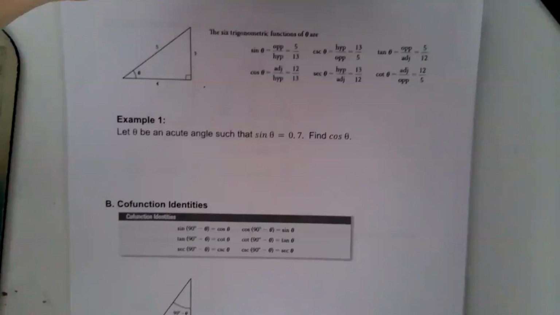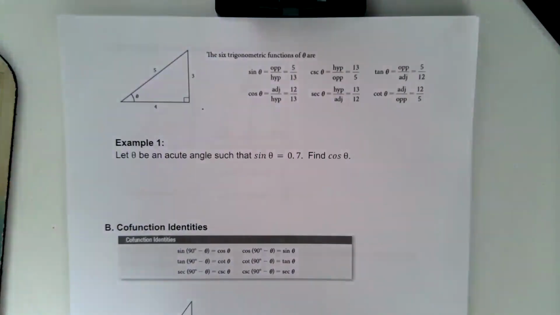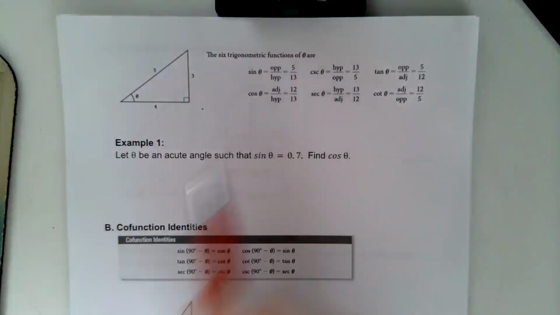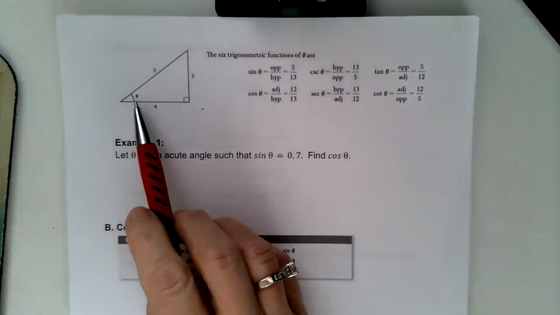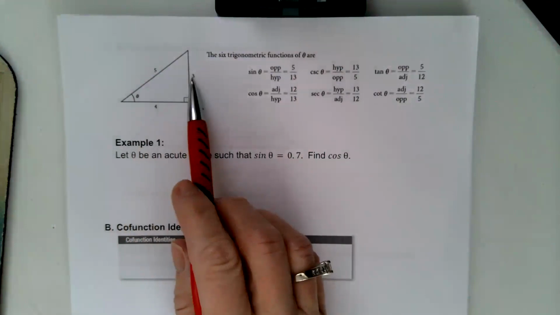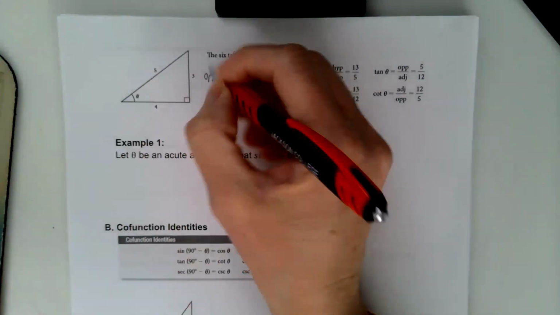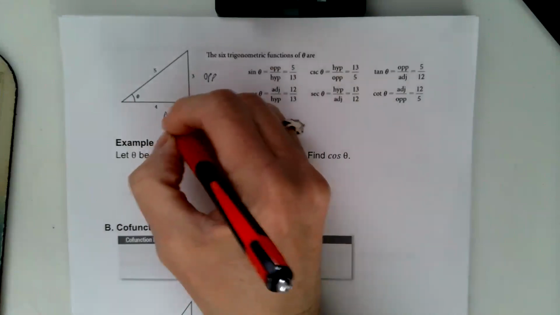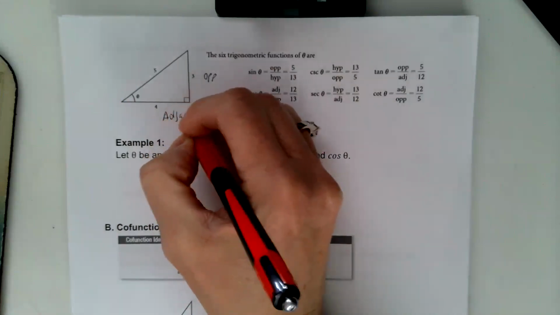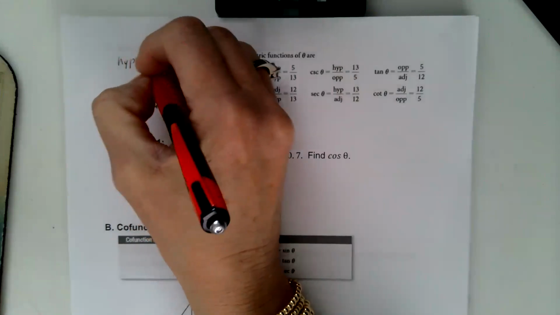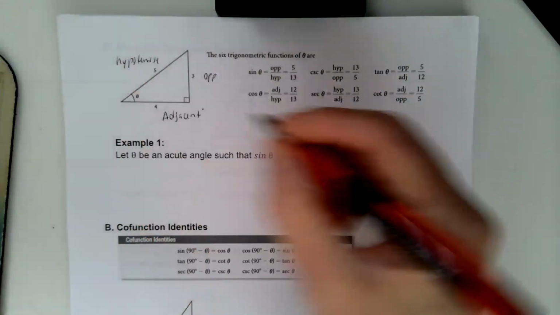And so I have an example here at the top of the next page. It says the 6 trigonometric functions of theta are. So if this is my angle of reference, 3 is the side opposite, and 4 is the adjacent, and 5 is the hypotenuse, because it is the side across from the right angle.